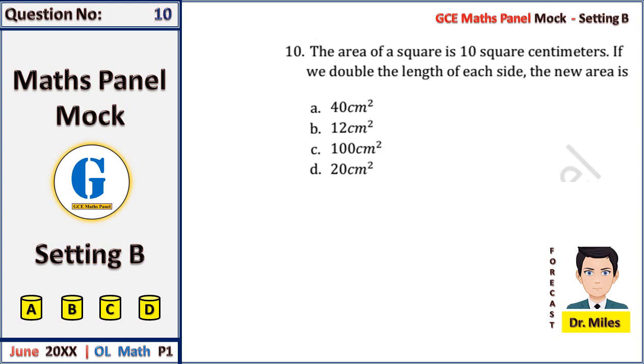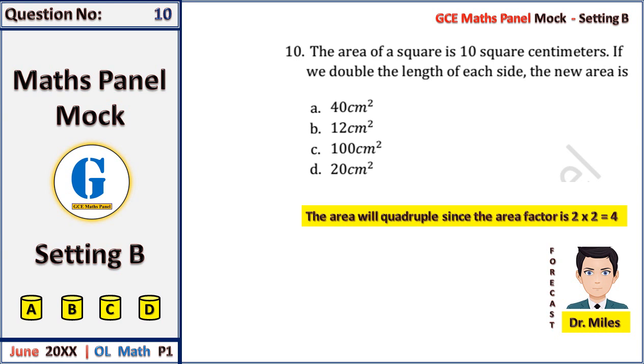Question 10. The area of a square is 10 square centimeters. If we double the length of each side, the area will quadruple since the area factor is 2 by 2. You've increased the length by 2 and the width by 2. I like to use length and width, though it's a square. In this case, the area factor is 2 times 2, which gives us 4.